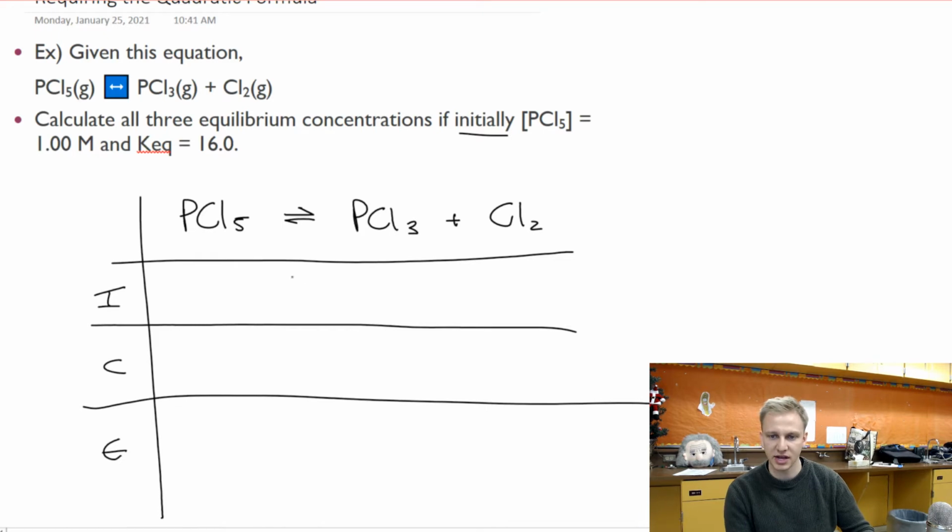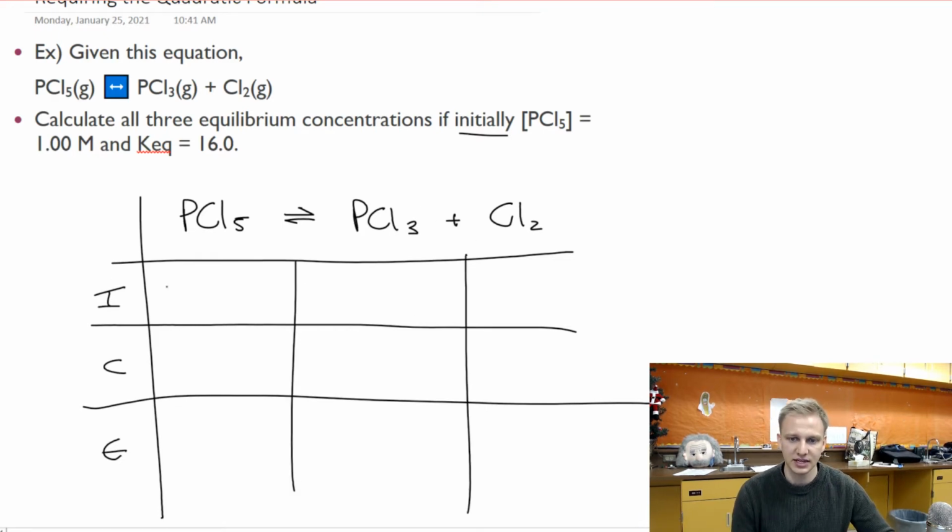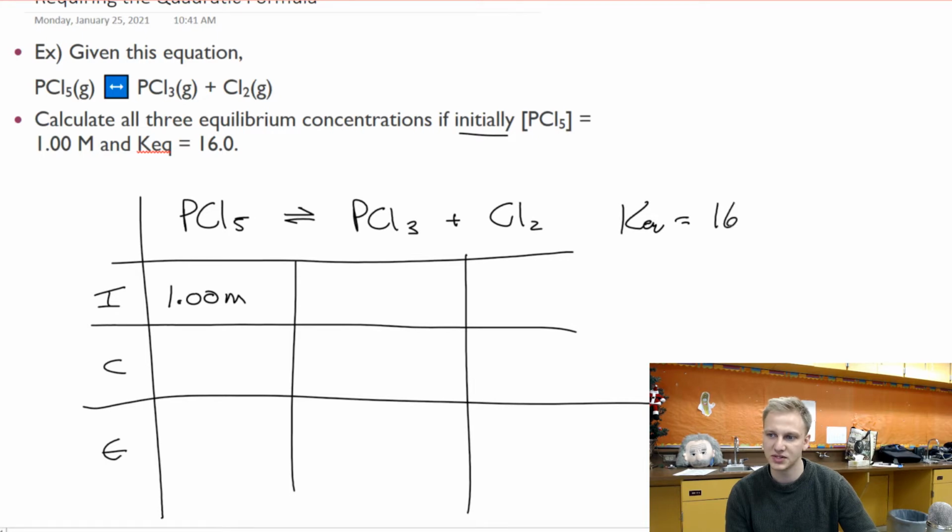So far, this is the best icebox I think I've drawn in this video series. What we know is that the initial concentration of PCl5 was 1.00 molarity. We also know that the KEQ of this expression was 16.0. Beyond that, we don't know much. What we can assume is that the concentrations of the products in the beginning would be 0 molarity.